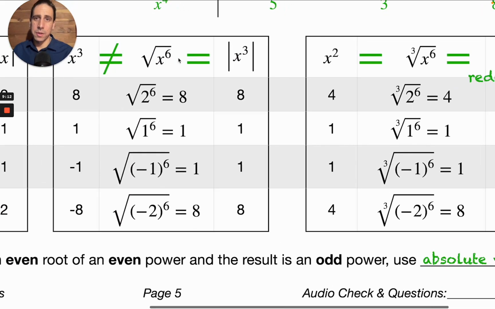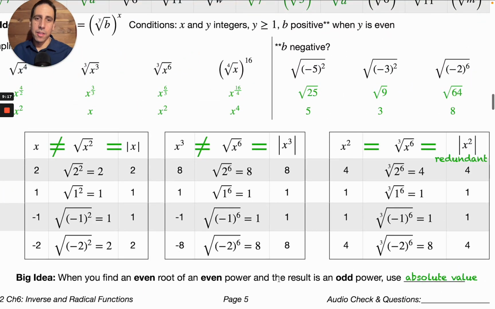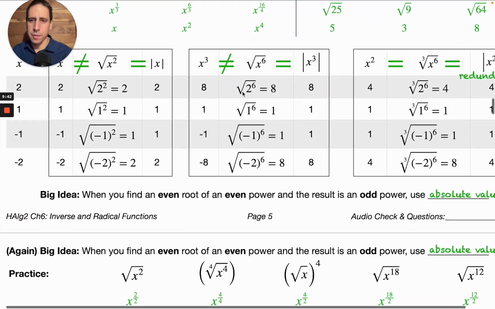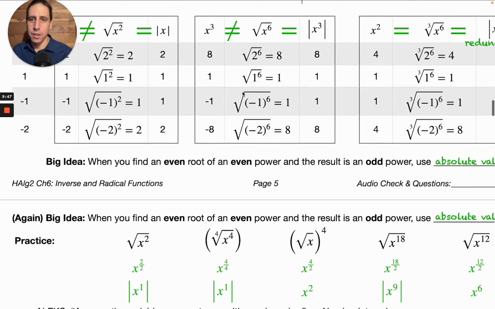So, what do we know? Here's the big idea. When you find an even root of an even power and the result is an odd power, then use absolute values. So even, even, odd. Everyone say it with me. Even, even, odd. No, this is not even, even, odd. This here, even, even, odd power. Let me show you some examples. The big idea, when you find an even root of an even power, and the result is an odd power, use absolute value. So let's practice this.